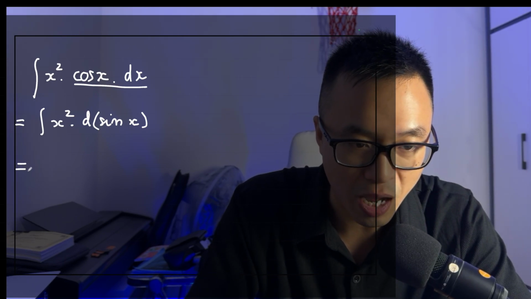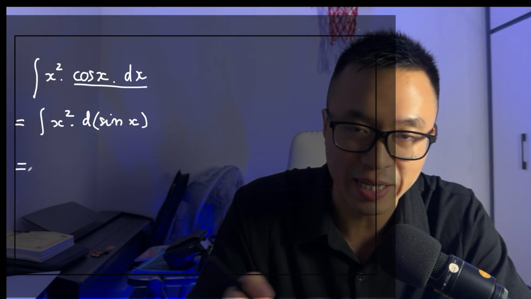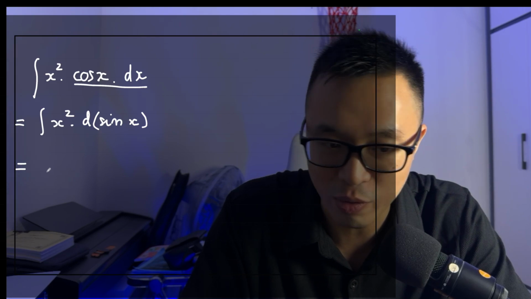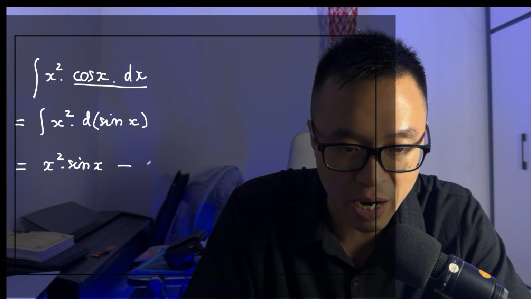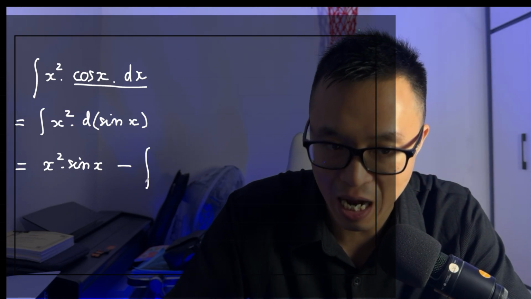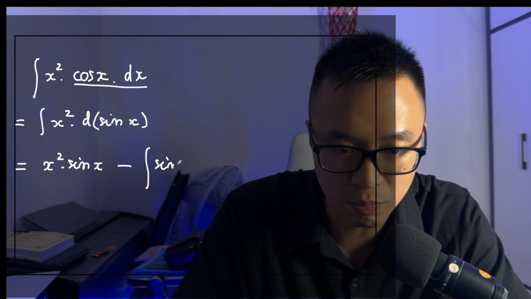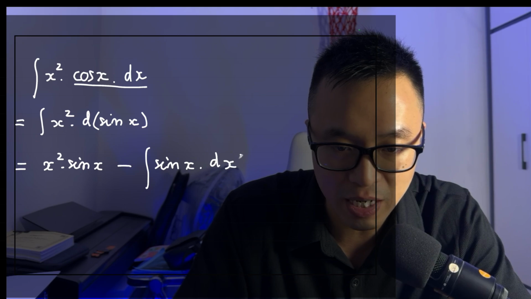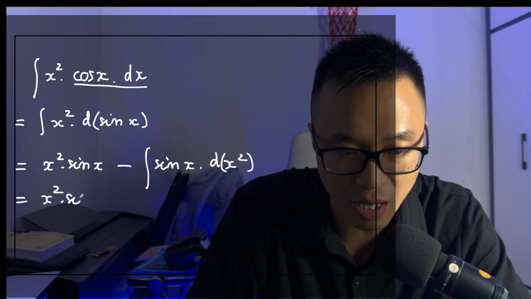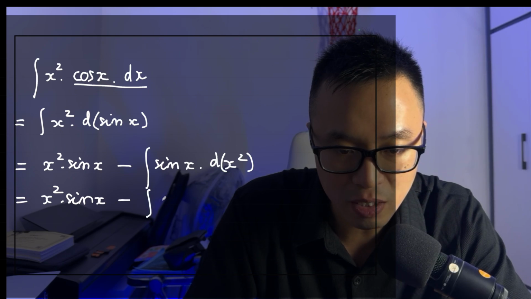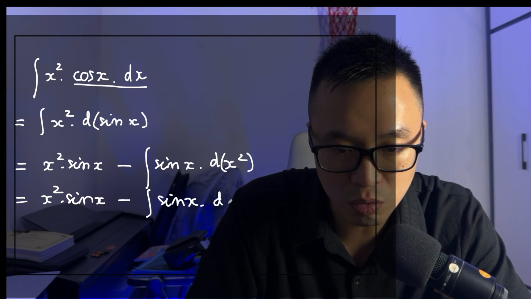After this step, I have two positions, out and in, and apply integration by parts. You get x squared multiplied by sine x minus, changing position between in and out, sine will be outside of d and d of x squared will be inside of d. Apply that, you get x squared multiplied by sine x here and minus sine x times d of x squared.